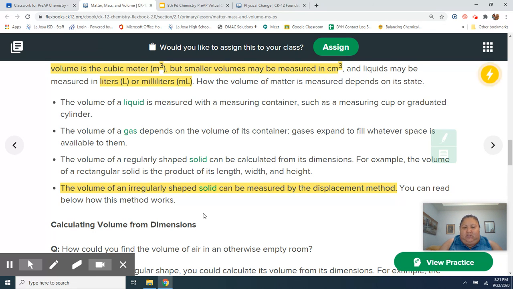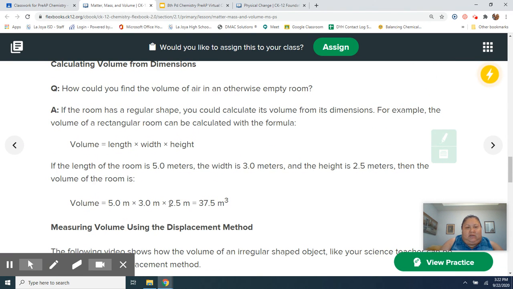I don't know if you've ever filled up a tub and then jumped in, and maybe you filled it up a little too high so that the water goes over. That is what we call water displacement. And we use that in science to find the volume of objects that don't have a regular shape, that don't have length, width, and height to measure. So let's talk about that.